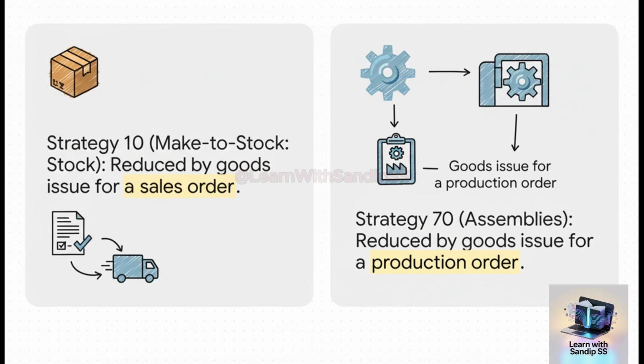Okay, let's look at a couple of classic examples here on the screen. If you've got a make-to-stock item using what's called Strategy 10, the trigger is when you ship something for a sales order. Simple enough, right? But for planning with assemblies, using Strategy 70, the trigger is actually when you use a component in a production order. So see, it's the same core idea, but it's tied to completely different business events.